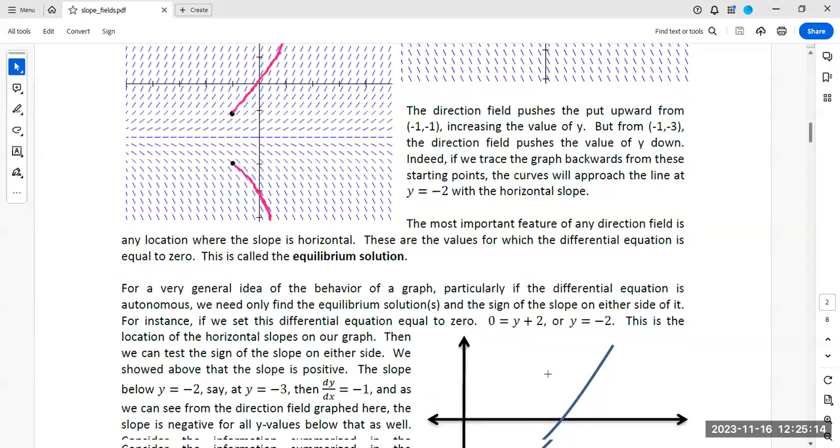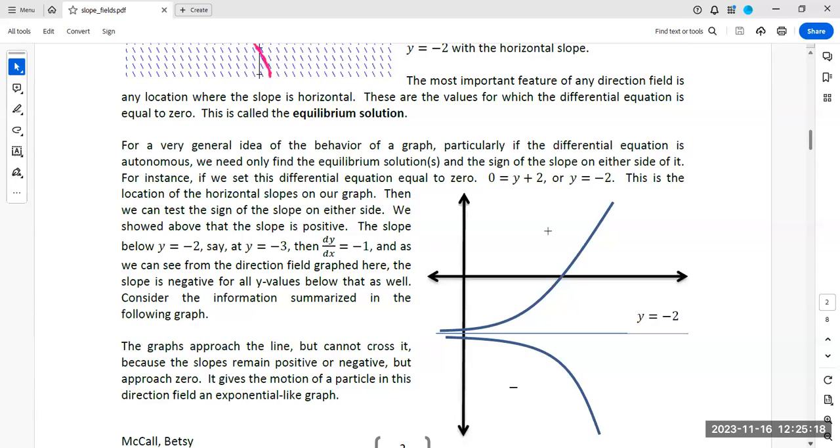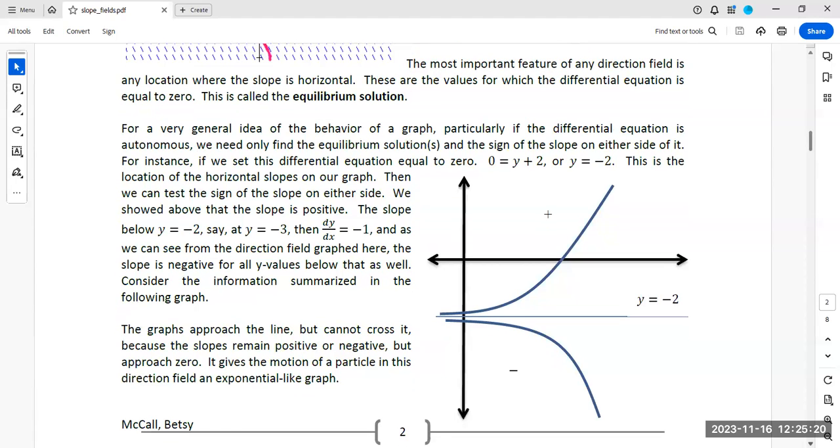Now, often we don't really want to fill in the entire slope field. We just want sort of the general behavior of the slope field. And so when we do that, particularly when we're graphing it by hand, we're going to start always with this equilibrium value. And the equilibrium value occurs when the derivative is equal to 0.